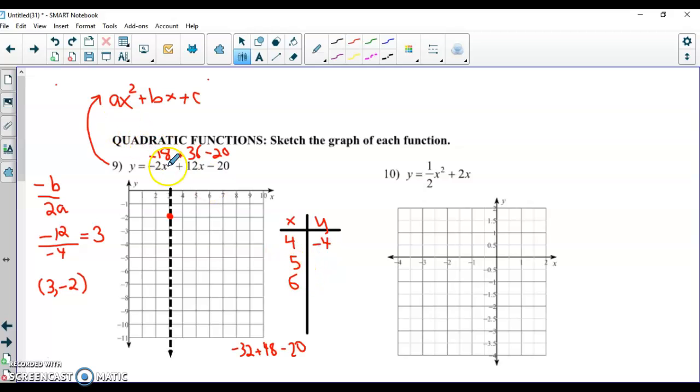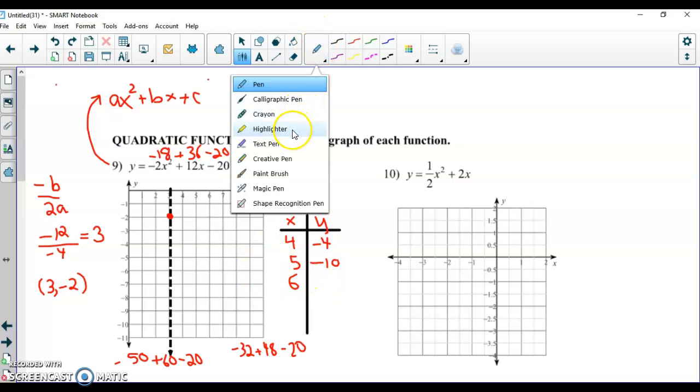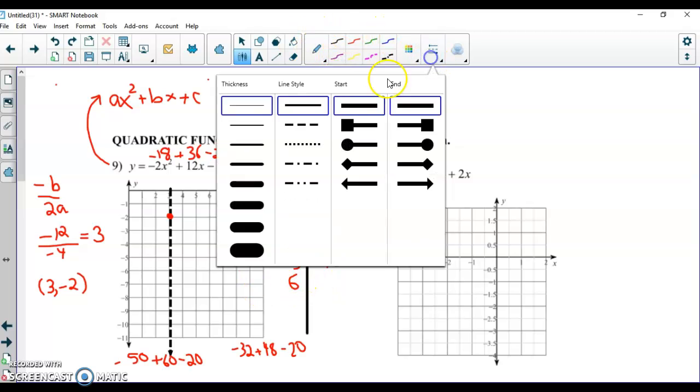Okay, let's put the 5 in. 5 squared is 25. 25 times negative 2 is negative 50. And if I put the 5 here as well, that gives me a 60. And then minus 20. So negative 50 plus 60 gives me a positive 10. 10 minus 20 is negative 10. I can see at this point that if I put in the 6, this is getting smaller. The 6 is going to fall off the graph, so I'm not going to do that, which is fine, because I'm going to get 4 points based off of this, which is plenty.